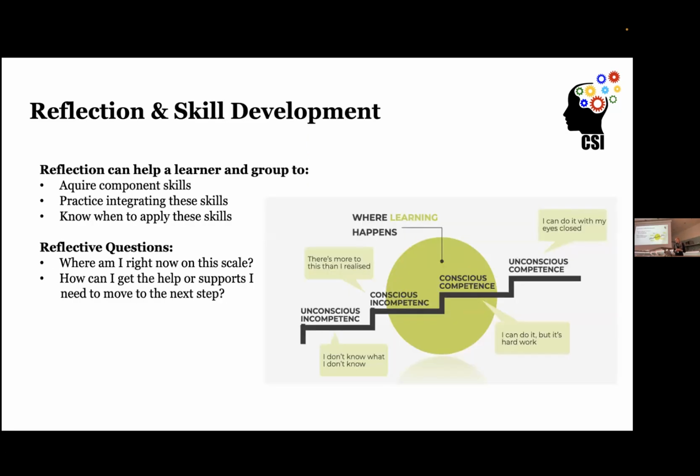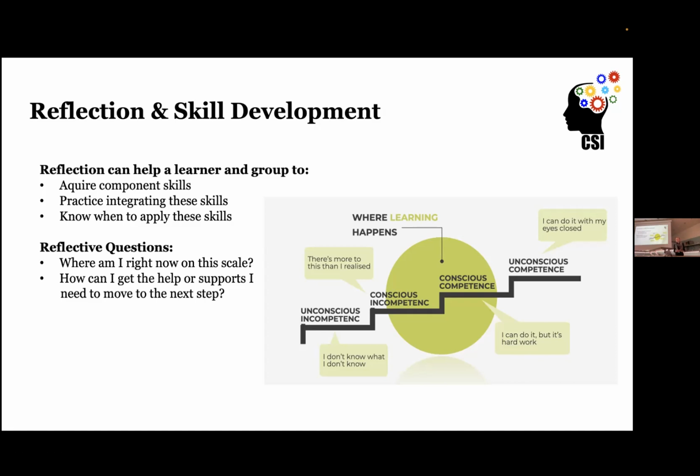So reflection and skill development as well. This is something that's usually presented towards people that are providing student support, looking towards helping a learner come from that unconscious incompetence to unconscious competence. There are different prompts here that go along with that, starting off with, I don't know what I don't know, all the way up to, I can do it with my eyes closed and it's no problem. It's something that's kind of automatic now.